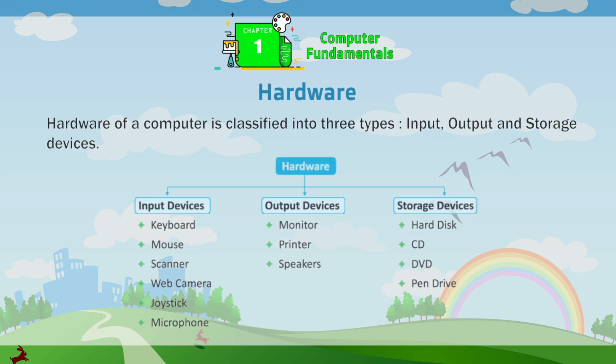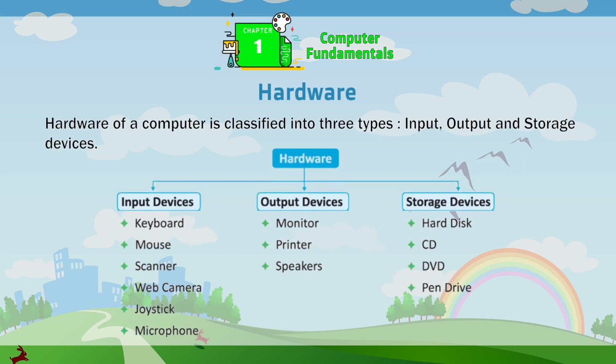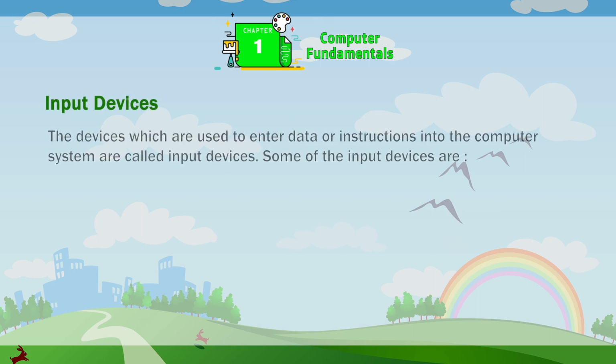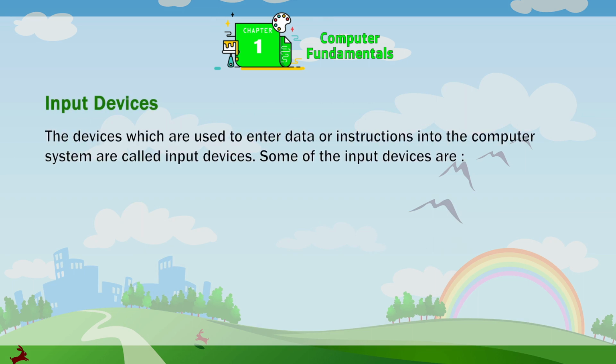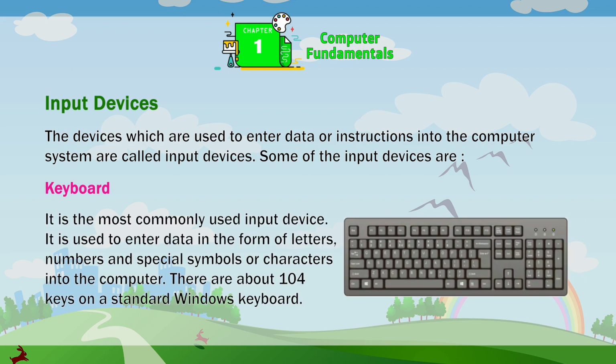Hardware. Hardware of a computer is classified into three types: input, output, and storage devices. Input devices. The devices which are used to enter data or instructions into the computer system are called input devices. Some of the input devices are keyboard. It is the most commonly used input device. It is used to enter data in the form of letters, numbers, and special symbols or characters into the computer. There are about 104 keys on a standard Windows keyboard.